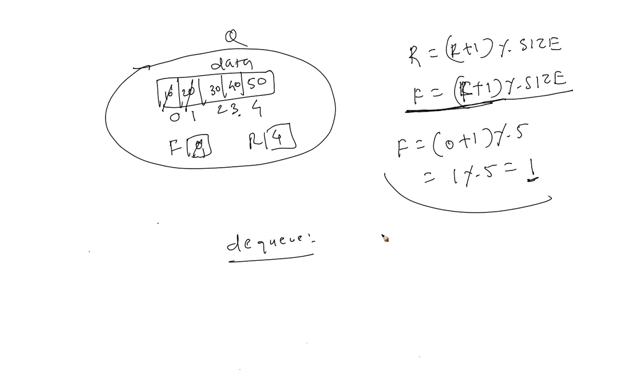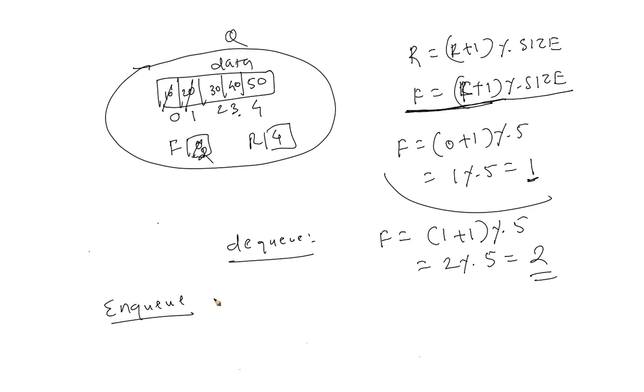F will be incremented in circular fashion. F is 1, 1 plus 1 mod 5, so 2 mod 5 will be 2. So F becomes 2, which means these two locations are empty. R is 4, so this is the queue. Now we want to enqueue 60.